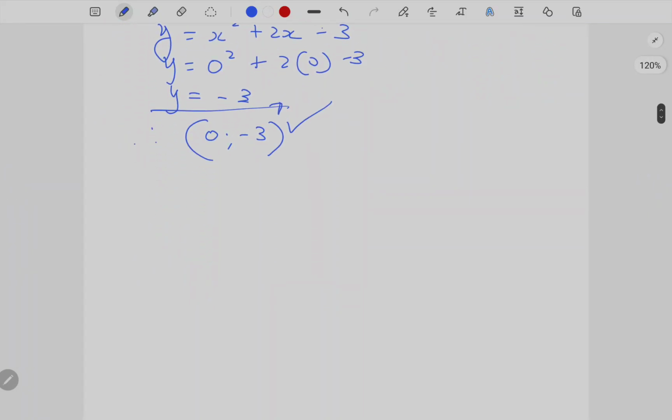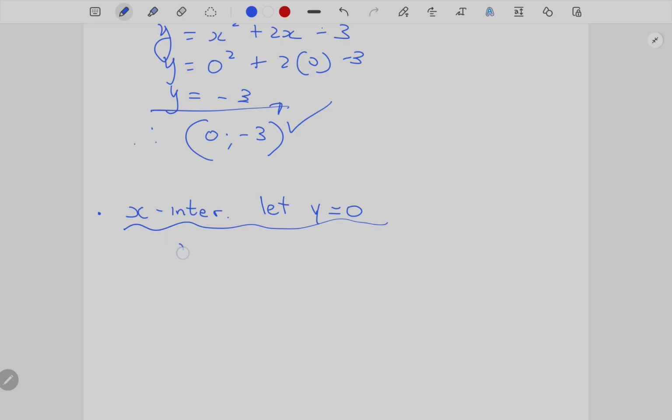Then the third step, we must calculate the x-intercept. For the x-intercept, we must let y be 0 and then we solve for x.